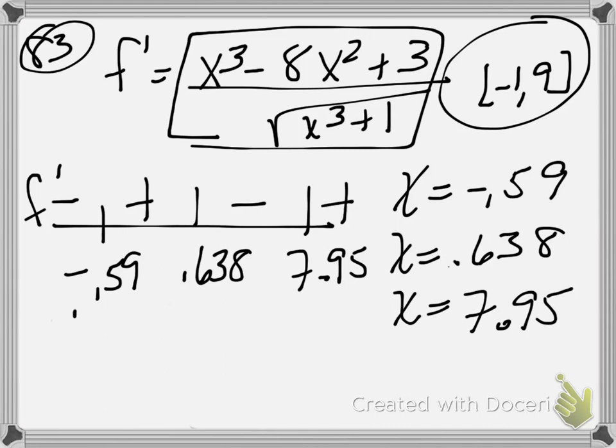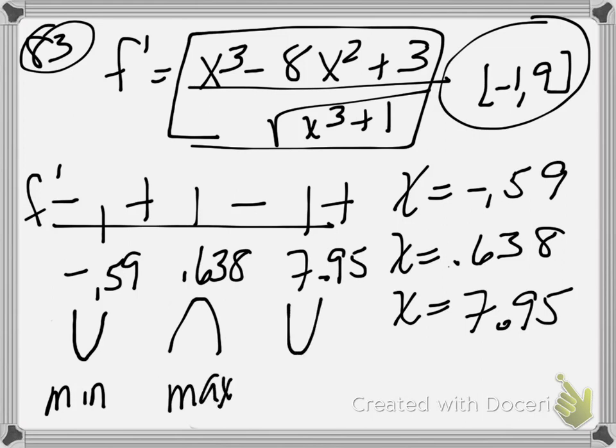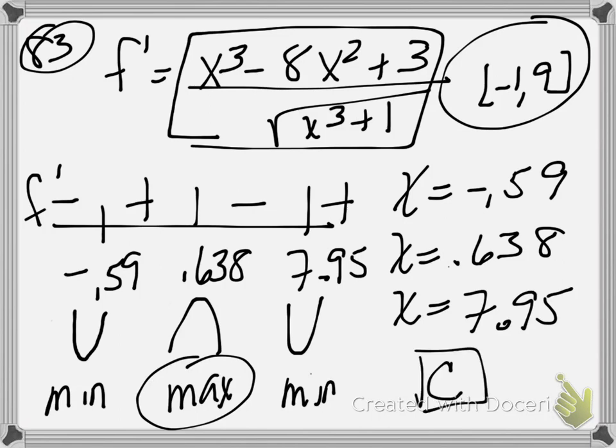Okay, so this is decreasing, increasing, so there's a min. This one is increasing, decreasing, so there's a max. And this one is decreasing, increasing, so there's a min. And this question is asking for a max, and so there is a max at 0.638, and that is choice C.